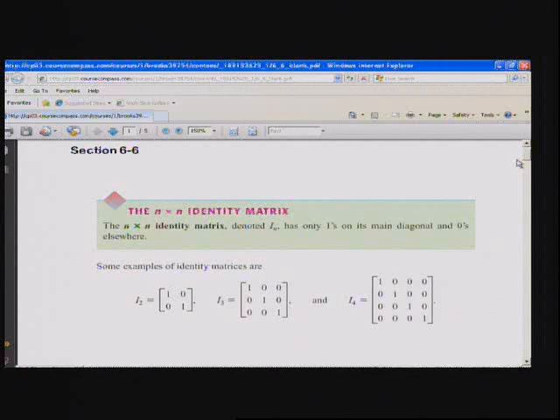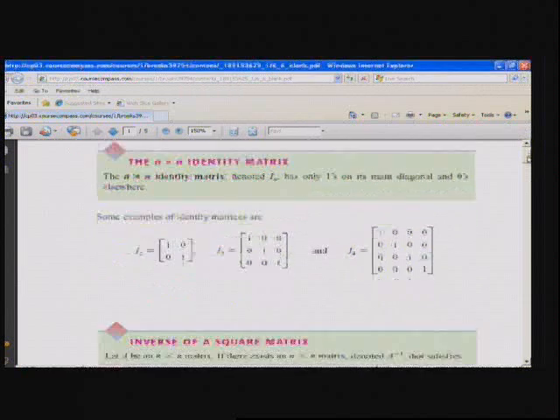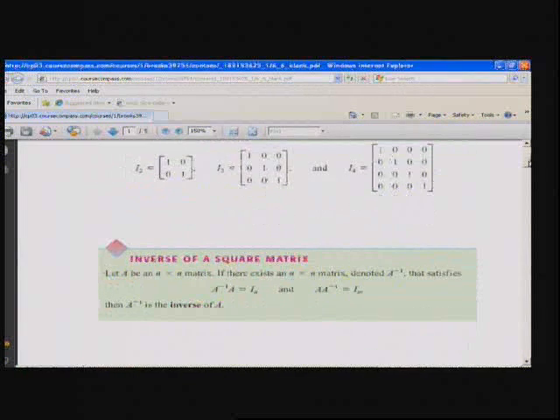An n by n identity matrix is a matrix that has only ones on the main diagonal and zeros elsewhere. So one like this, 1 0 0 1, that's the 2 by 2 identity matrix, and this is the 3 by 3 identity matrix, and here's the 4 by 4 identity matrix. So those identity matrices are the ones that have just ones all along the diagonal.